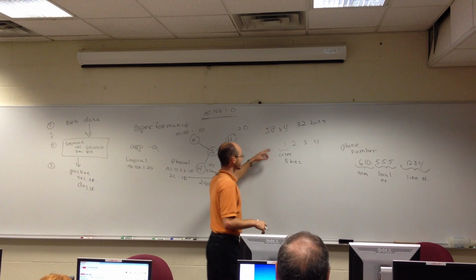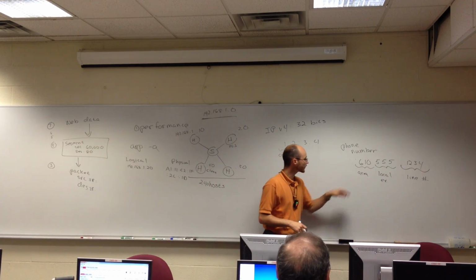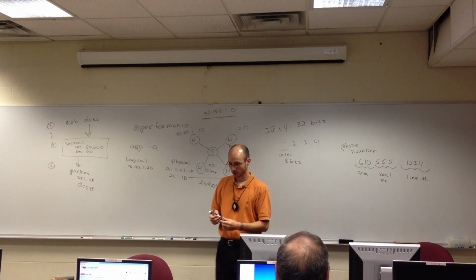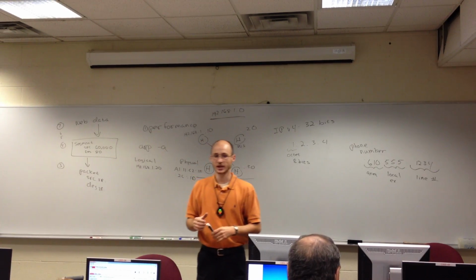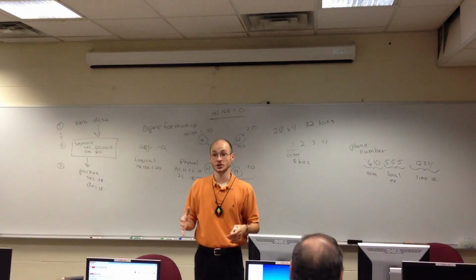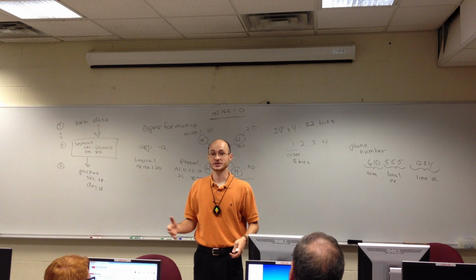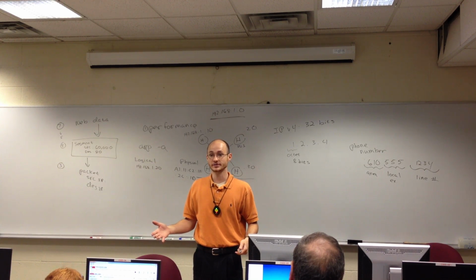Let's look at IP addresses. First of all, how did you know the first 3 were the area code, the next 3 were the local exchange, and the last 4 was the line number? You've been conditioned all these years that when you dial a number, this is the way you're supposed to dial it, correct? And sometimes you have to dial 1 before it, correct?